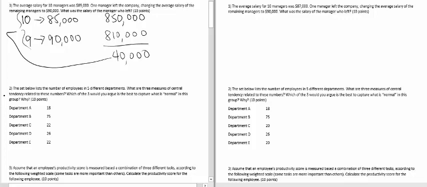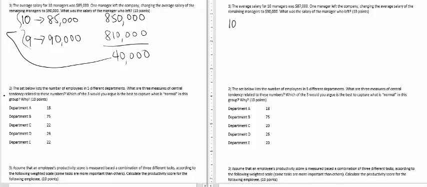So let's do a similar question on the right-hand side. The average salary for 10 managers was $87,000. One manager leaves the company. That means we have 9 managers, changing the average salary of the remaining managers to $90,000. What was the salary of the manager who left?